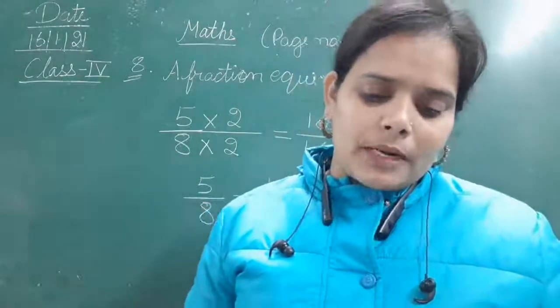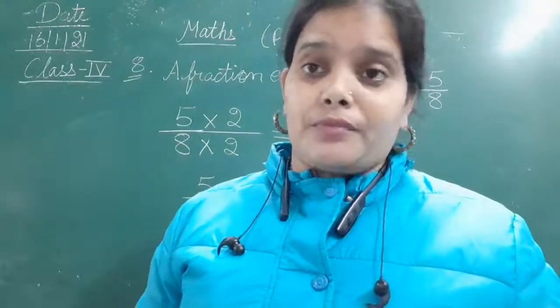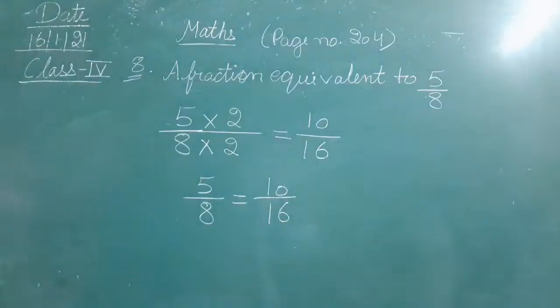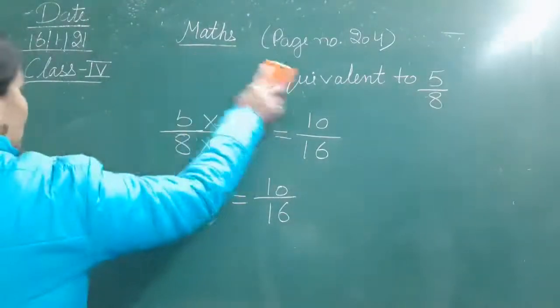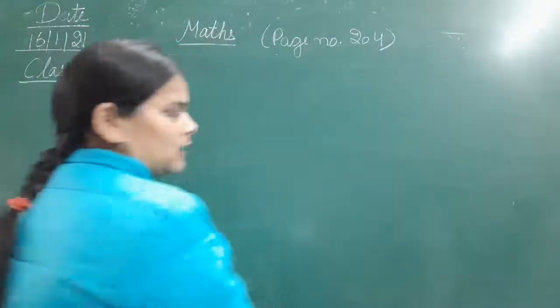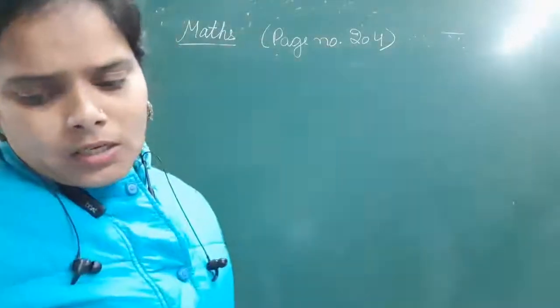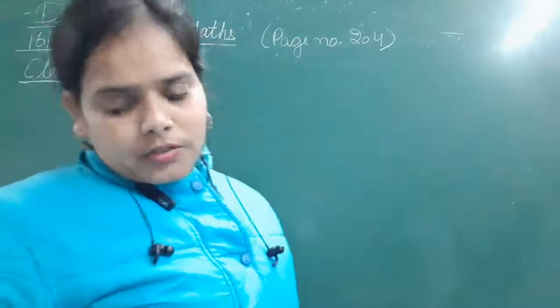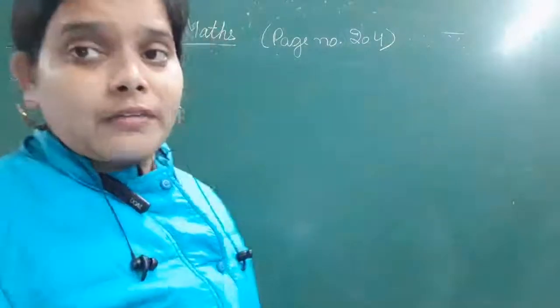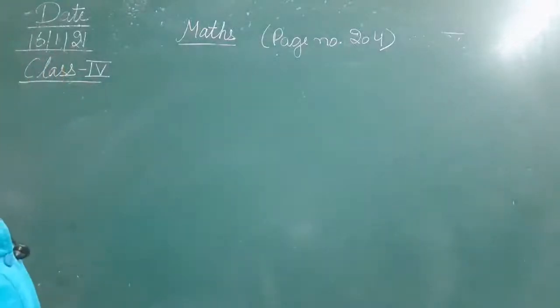Least common multiple of 2 and 5. Okay, in question number 9 we have to find the least common multiple of 2 and 5. That is the 9th one.